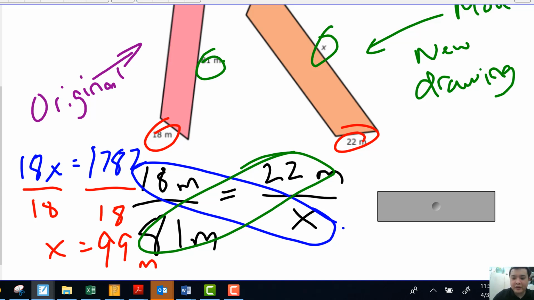So therefore, x equals 99 meters. Okay, and we got meters because our top unit is meters right here. Or excuse me, our bottom unit is meters right here, so therefore x will have a unit of meters.